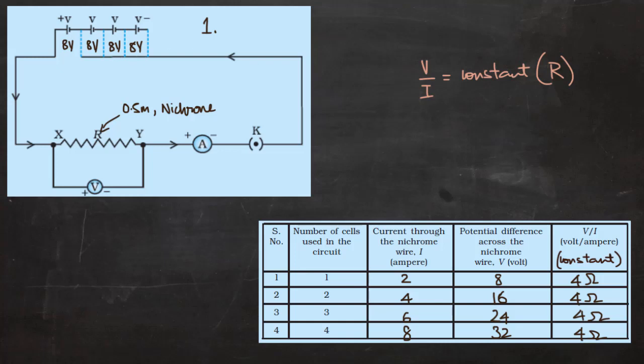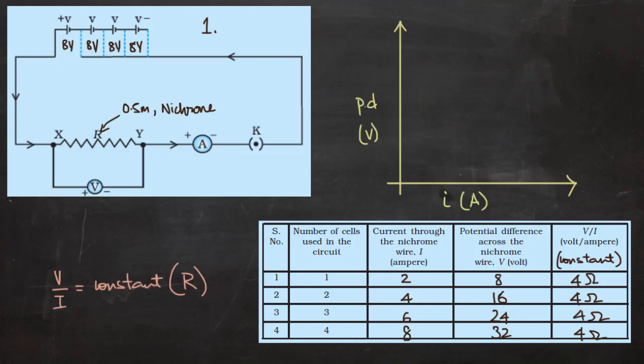We can do the same thing over here by plotting V and I on a graph. Let's see how that would look. A graph can be drawn between current I on the x-axis and potential difference V on the y-axis. These different combinations, (2, 8), (4, 16), (6, 24), and (8, 32) can be plotted on this I versus V graph. So let's just plot them.